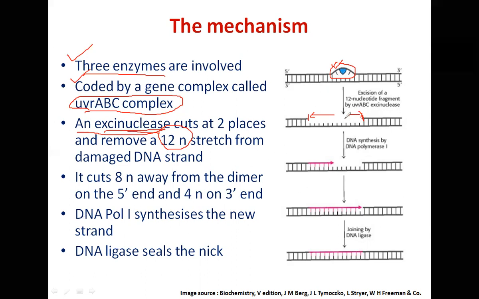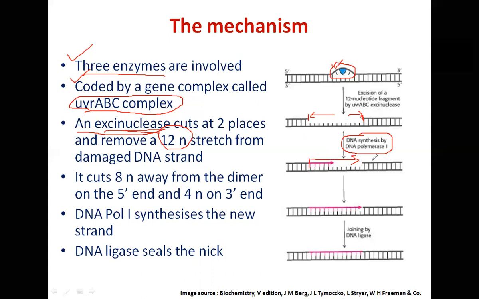Now once this stretch has been removed and this gap is there, DNA polymerase 1, you know it is a gap filling enzyme, comes into play and extends the DNA chain from the 3' end. This is the 5' end, so therefore this will be the 3' end. So from the free 3' end, it extends the chain, new DNA will be synthesized.